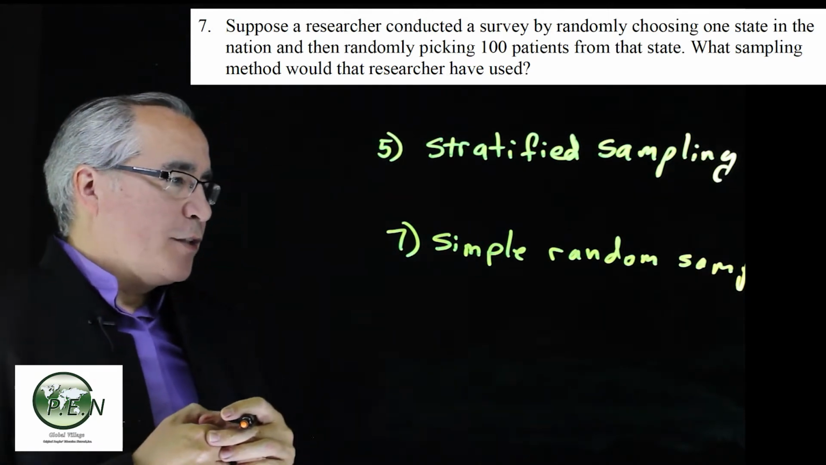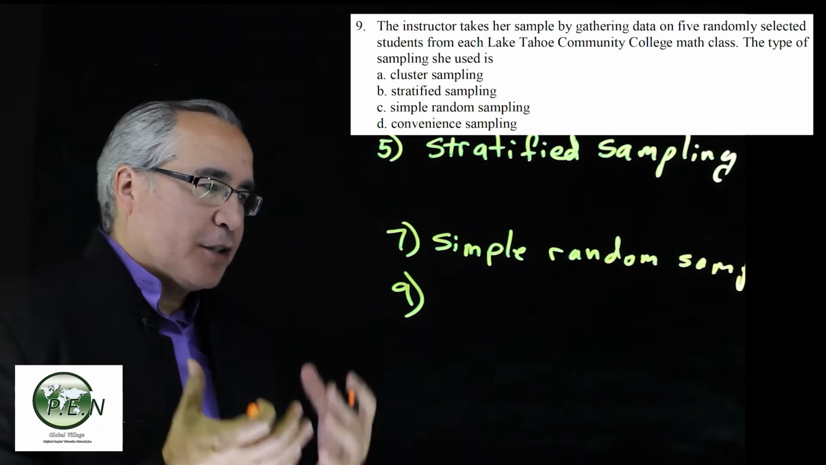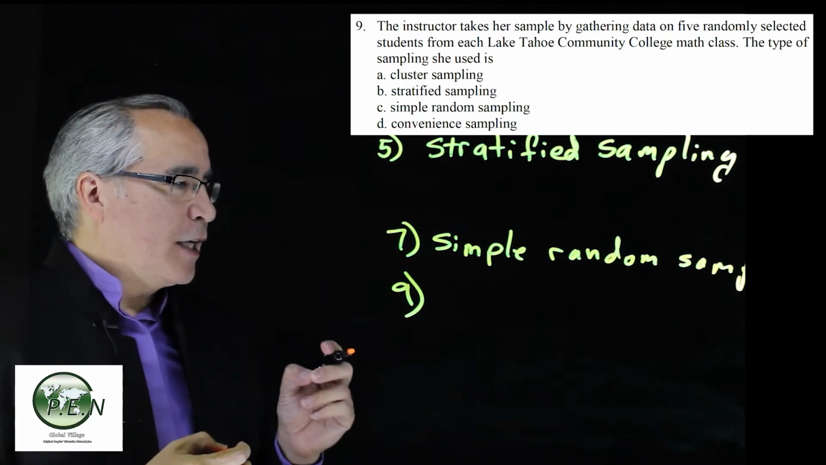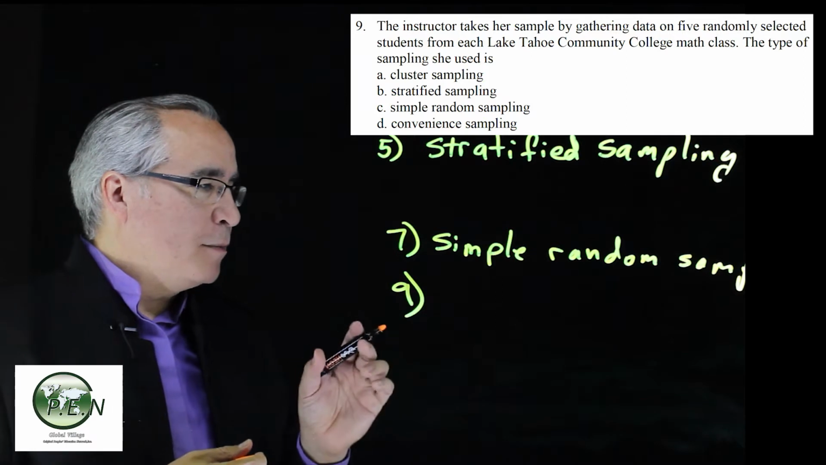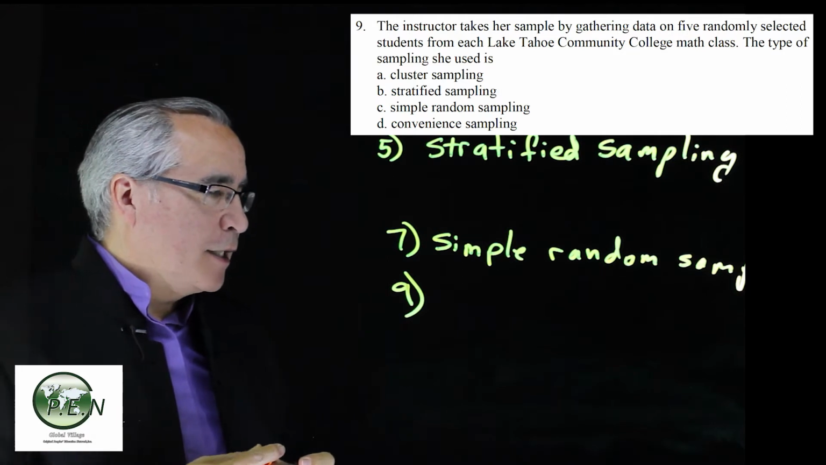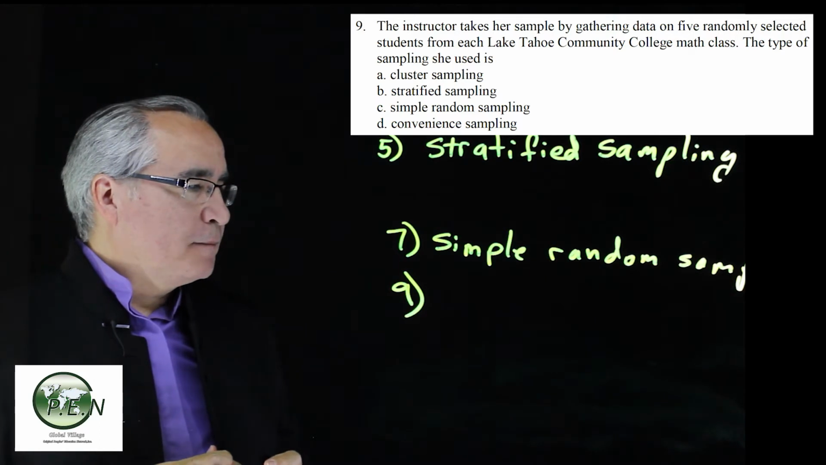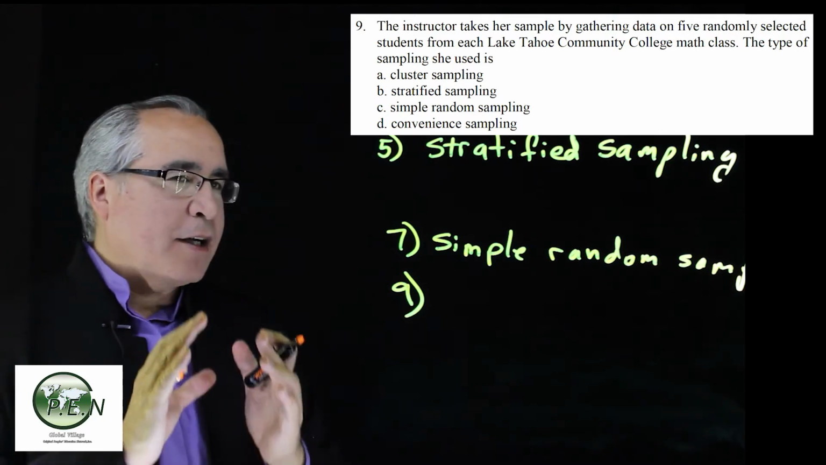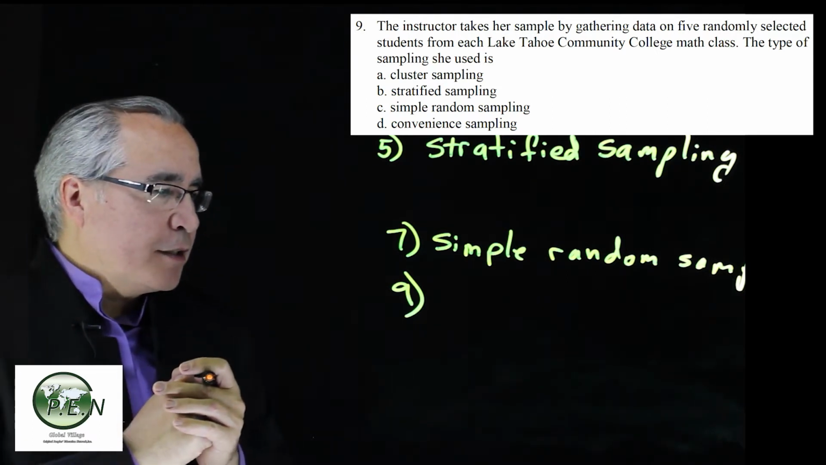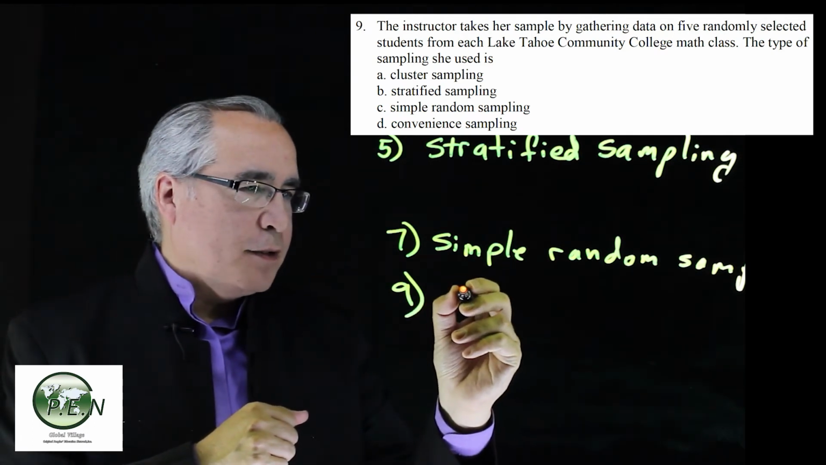And finally, question 9, we're given a multiple choice option, so it makes it a little easier. The instructor takes her sample by gathering data on 5 randomly selected students from each of Lake Tahoe Community College. Could it be cluster sampling? Since they are actually at different colleges, they're probably wanting to see if there's some differences between the colleges. I would say that this one is a stratified sample.